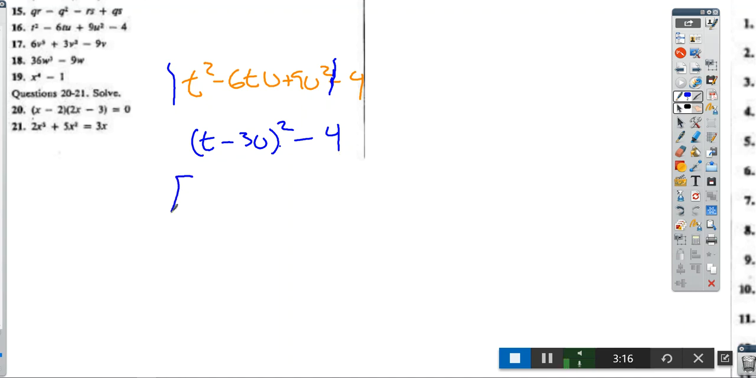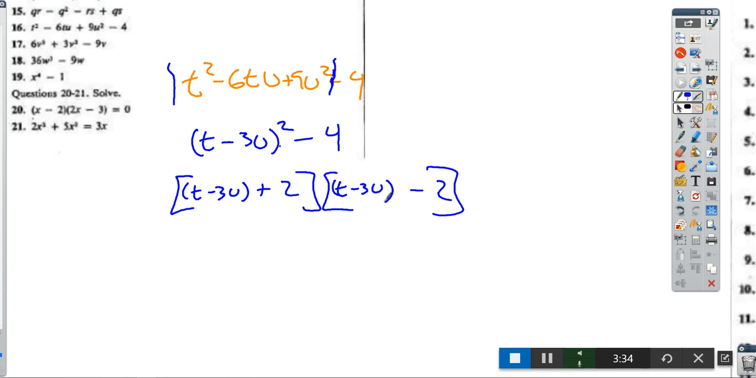And for a difference of squares, we're going to have 2 grouping symbols. I have to have a plus and I have to have a minus, just like any other difference of squares. Positive 2 times negative 2 is negative 4. So then that means we have t minus 3u plus 2 and t minus 3u minus 2. And there we go. That's not too bad. Granted it has 2 factorings in it, but that's not too bad.